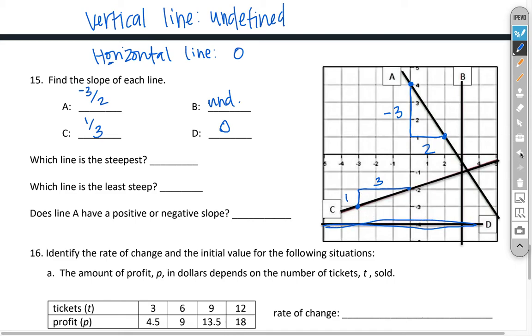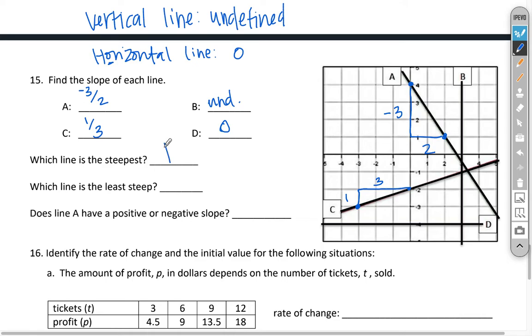So now it asks us, which line is the steepest? Is it going to be A, B, C, or D? So the steepest is going to be which one's the greatest. And in this case, B would be our steepest, right? Because imagine these being slides that you're going to slide down. This would be the scariest one, right? This would be terrifying to go down a completely straight slide.